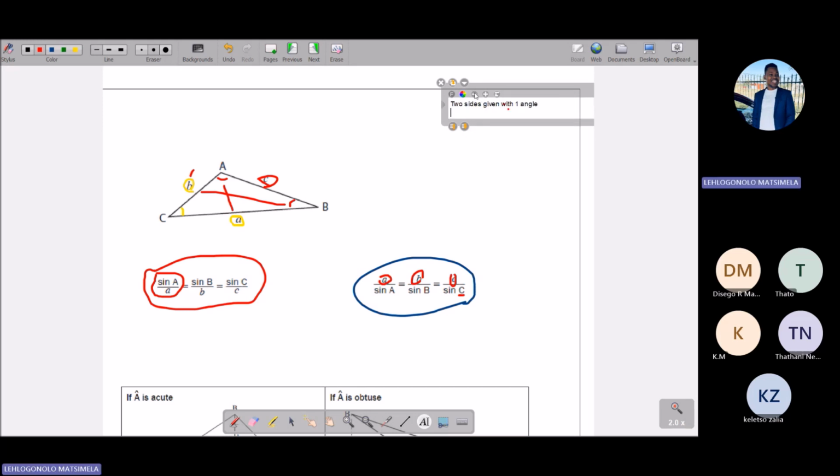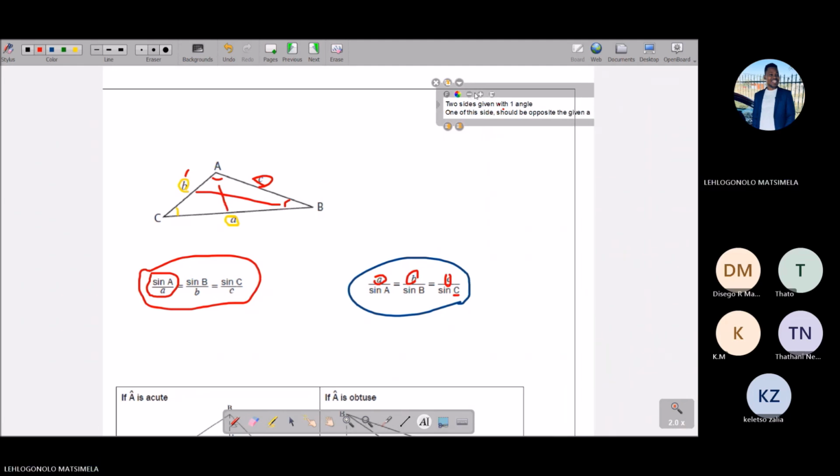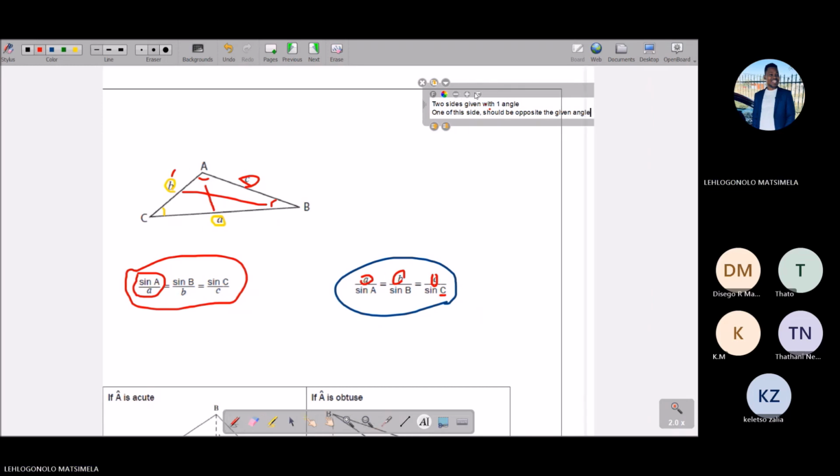Let me write it in this way. One of these sides should be opposite to the given angle. Now, let's make our condition correct, so that we can know when and how we work it out.